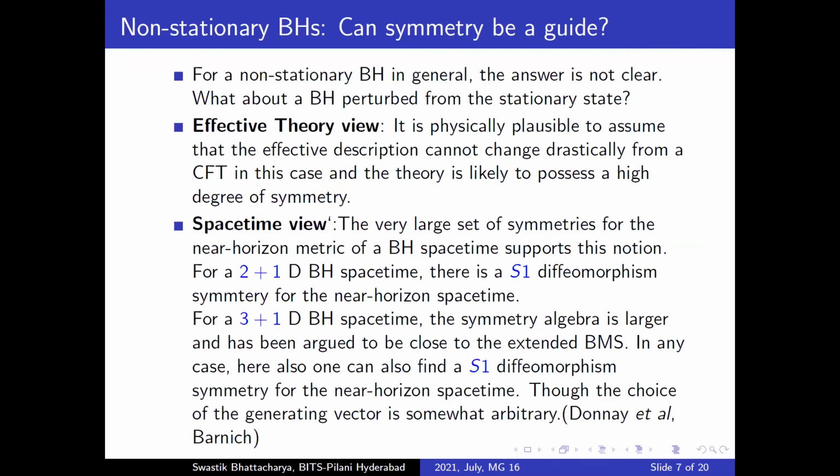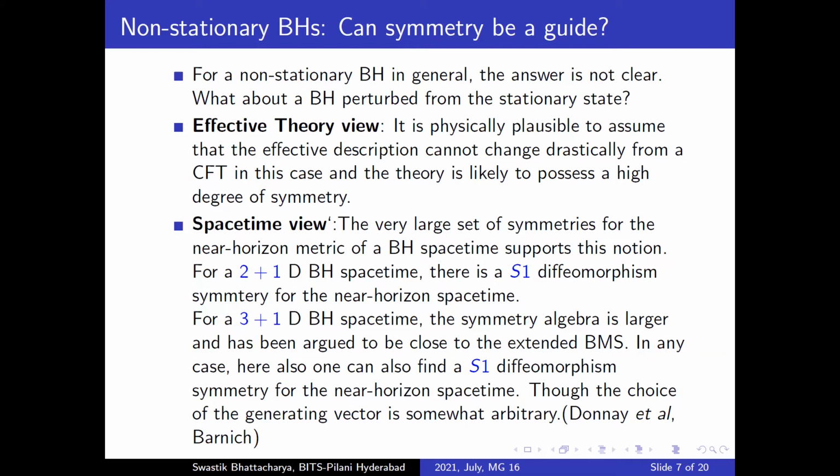While we know this, now we can ask a next level question, which is: can one construct effective theories on the horizon of non-stationary black holes using symmetry? And the answer is not very clear. So what we'll do is what physicists always do when in doubt: if you know a result and the general result is not very clear to you, you look at the neighborhood of the known result by perturbing the system a little. So we ask, what about a black hole which is perturbed from the stationary state? Can symmetry be a guide there?